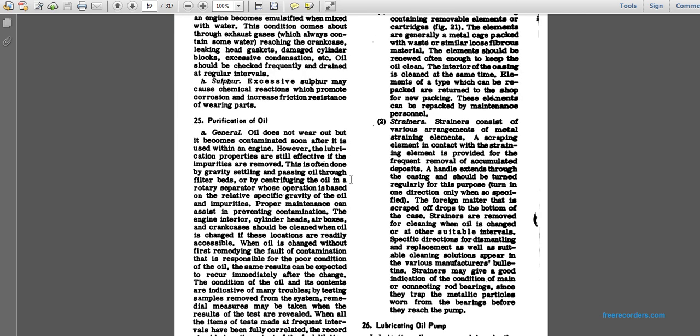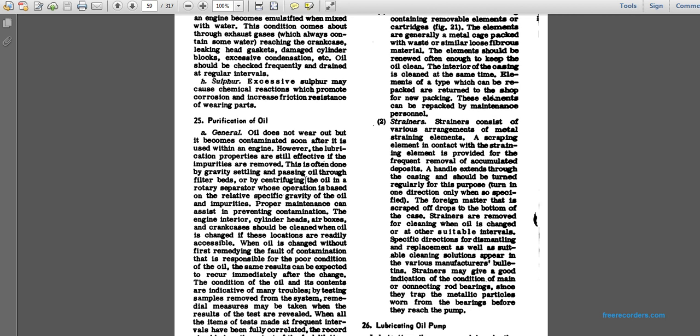2. The strainers consist of an arrangement of metal straining elements. The scraping of the elements is in contact with the straining elements, provided with frequent removal of the accumulated deposits. The handle exposed at the end of the casing should be turned regularly, in one direction only when specifically specified. The foreign matter that is scraped off drops to the bottom of the case. If the strainer is removed for cleaning when the oil is changed, or at other suitable intervals, specific directions for the dismantling and replacement and suitable cleaning solutions appear in the various manufacturer bulletins.